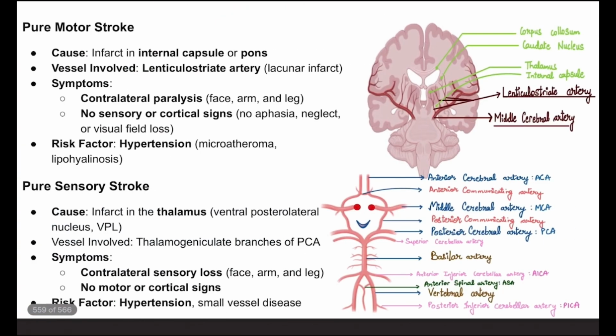There are some miscellaneous strokes that we'll discuss before moving to the brainstem stroke. So pure motor stroke is because of infarct in the internal capsule mainly.